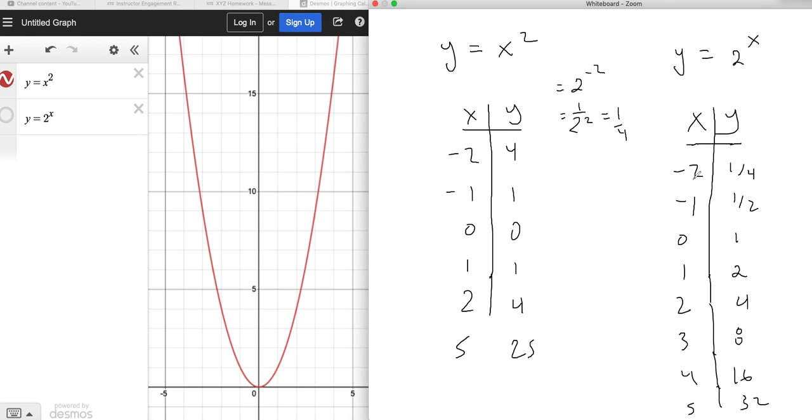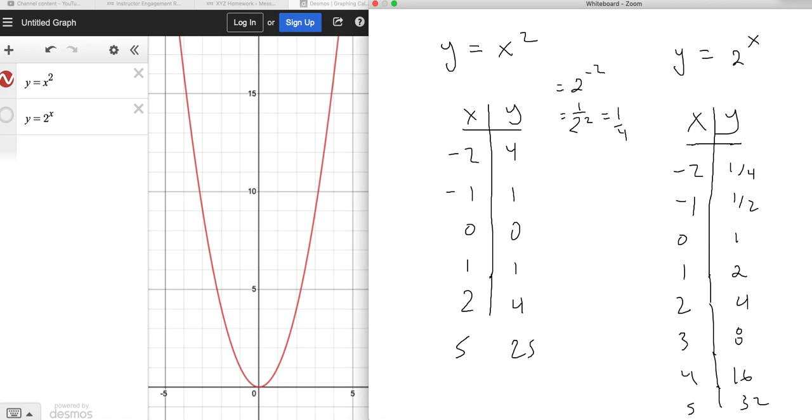The other thing to notice about this is I can never make it get to 0. If I do negative 3, it'll be 1/8. Negative 4, it'll be a 16th. It's going to, what's called, asymptotically approach 0, get closer and closer, but never actually touch, because you're always dividing by 1 over a larger number.